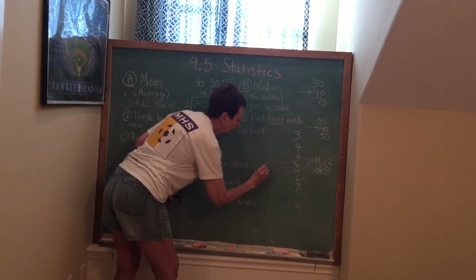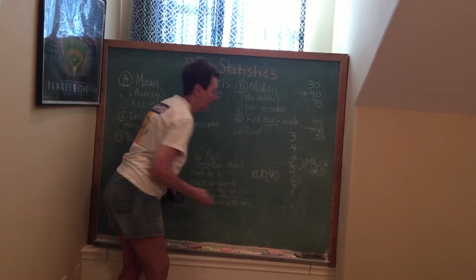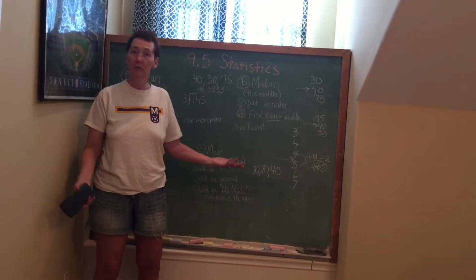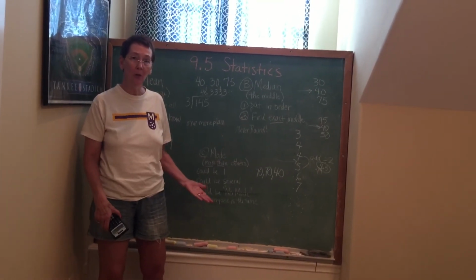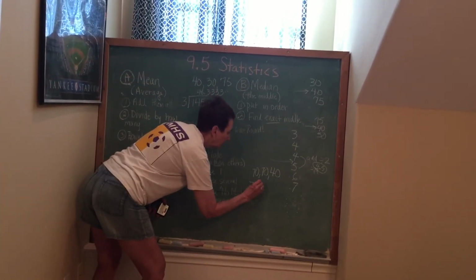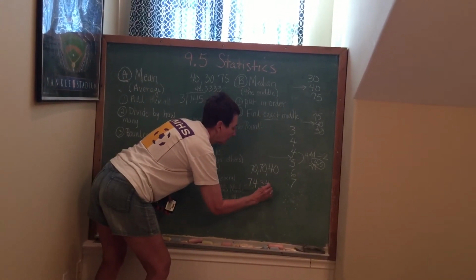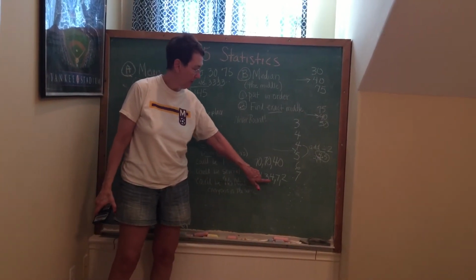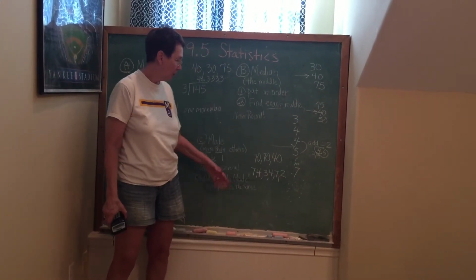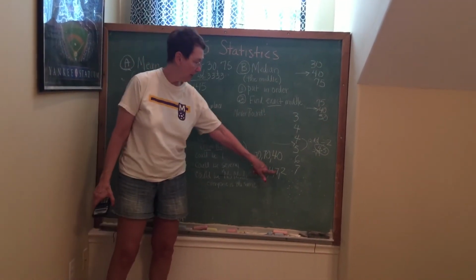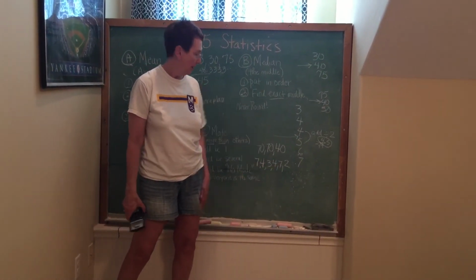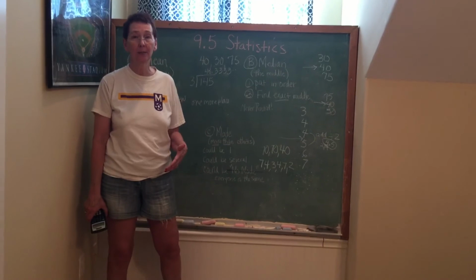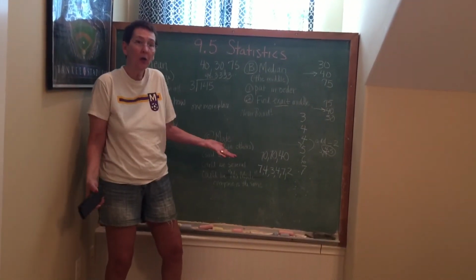One like this. If I have 70, 70, and 40, well, which number is listed more than the others? The 70. So 70 is my mode, okay? Okay. If I have 7, 4, 3, 4, 7, and 2, I want to know which is my mode. Well, let's see, I've got 2 7s, and I have 2 4s, but I only have 1 3 and 1 2. So 4 and 7 would be listed as my modes because both of those are listed the same number of times.